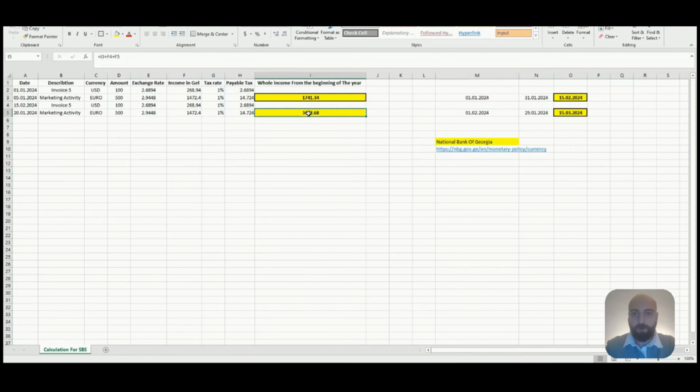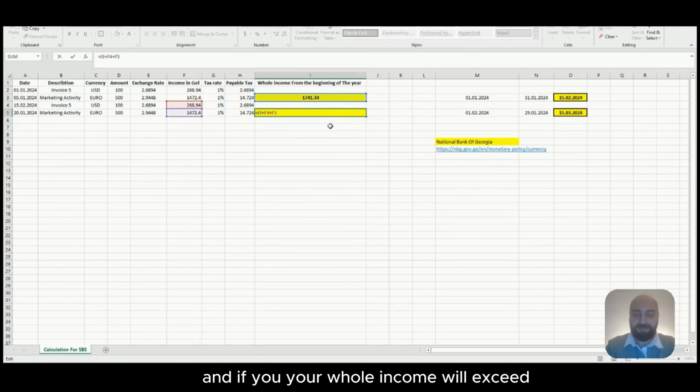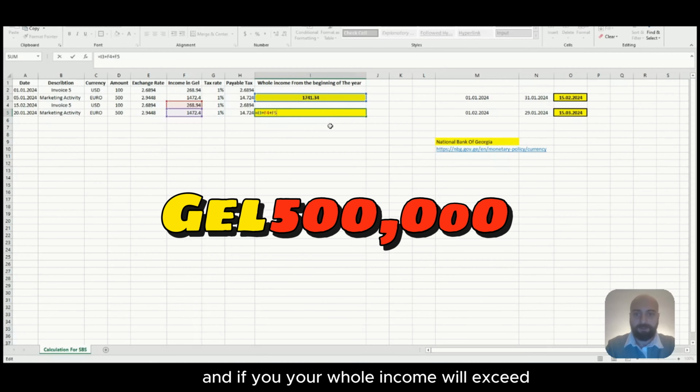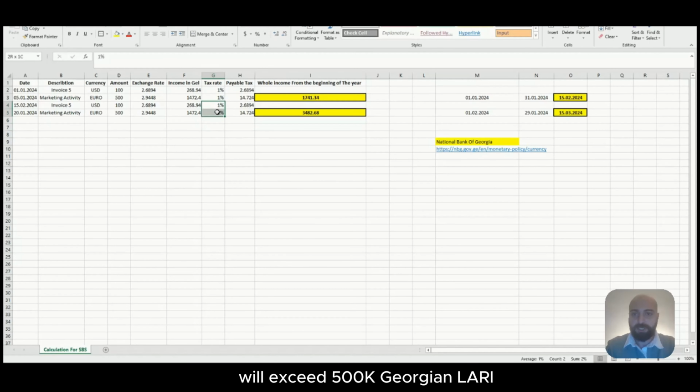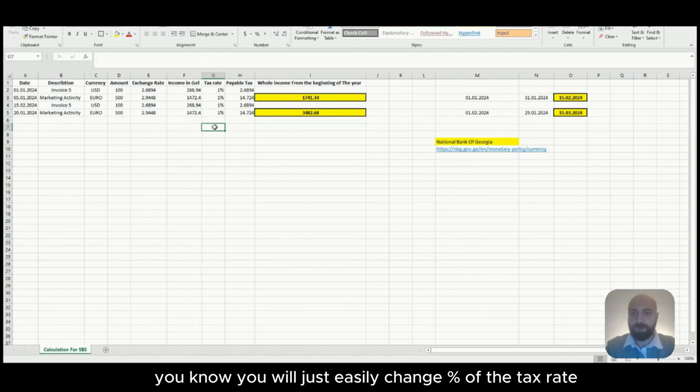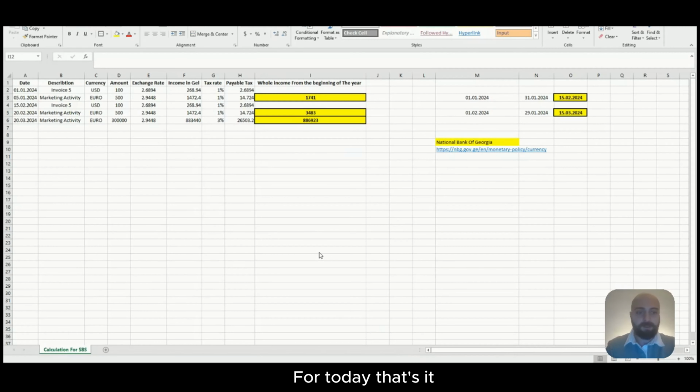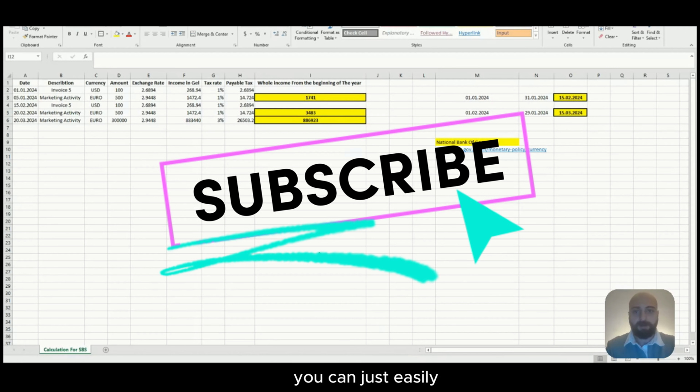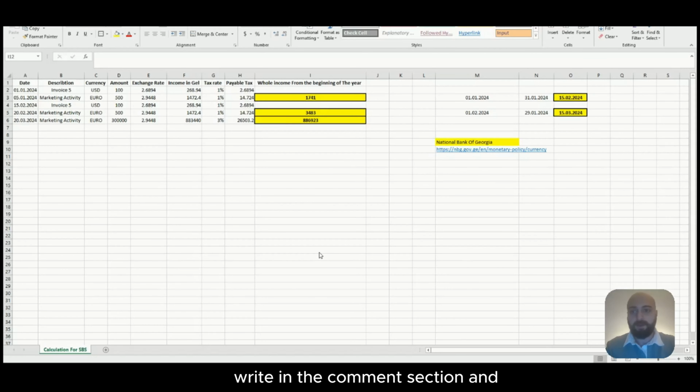And if your whole income exceeds the limit, you will just change this percent of the tax rate. For today, that's it. If you have some additional questions, you can just write in the comment section, and I will probably make the next video on how to submit the small business tax declaration based on this information.